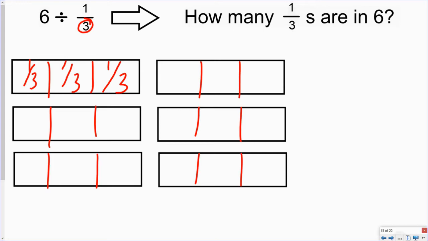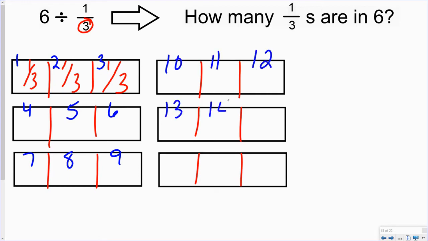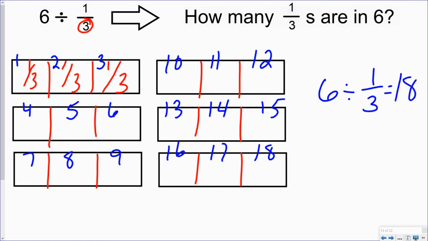So now I can just count how many 1/3s I have. So 1, 2, 3, 4, 5, 6, 7, 8, 9, 10, 11, 12, 13, 14, 15, 16, 17, 18. So I know that 6 divided by 1/3 equals 18, because there are 18 1/3s in 6.